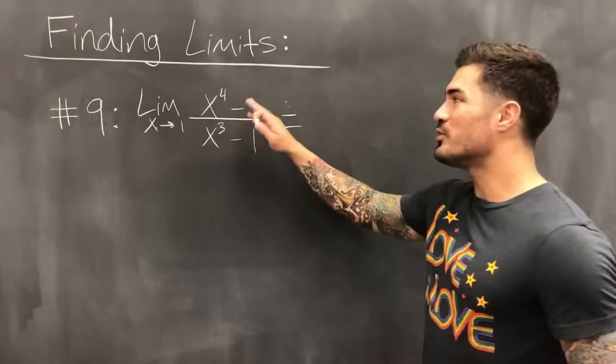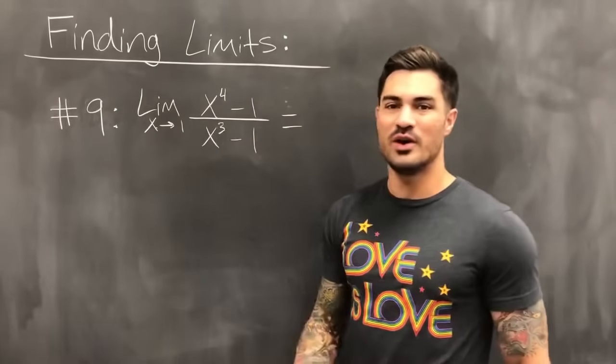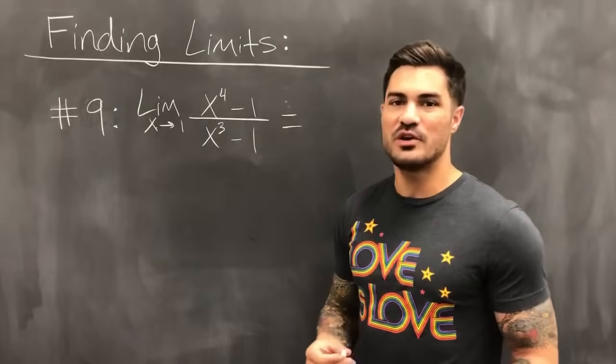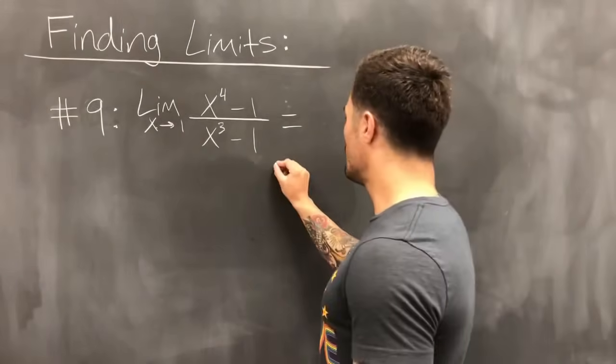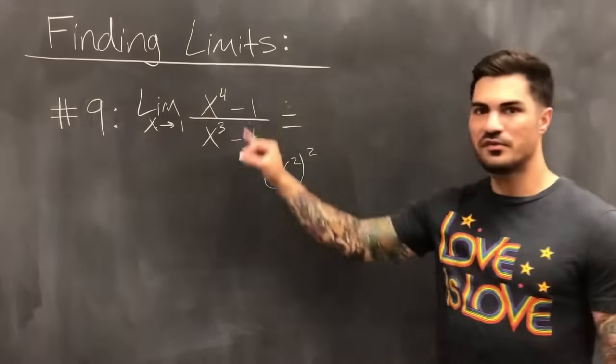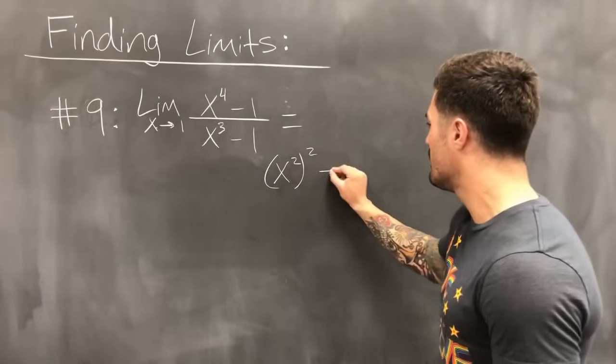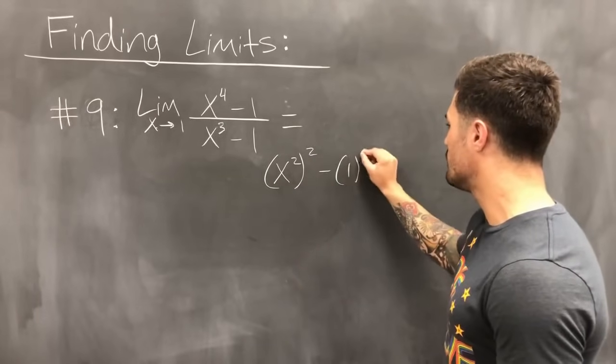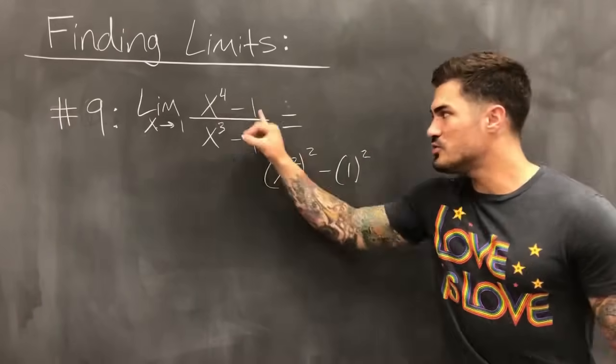So in the numerator, we have x to the 4th power minus 1. This is actually a difference of squares, all right? So x squared squared, that's x to the 4th. So we have something squared minus something squared. 1 squared is 1, all right? These two things are the same.